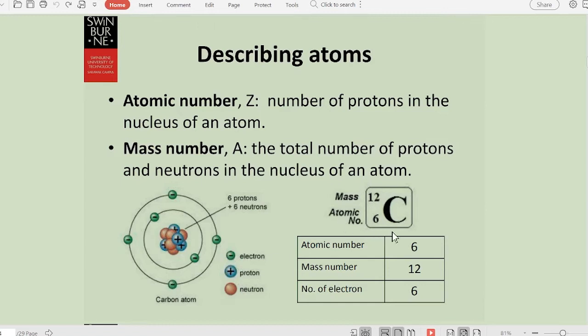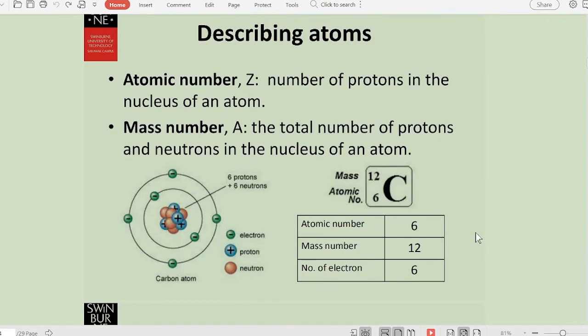For this, we see that carbon is neutral here. There is no charge shown on it, which means it is neutral, so it has an equal number of positive and negative charges. That means it has 6 protons, 6 neutrons, and 6 electrons as well, so they have an equal number of positive and negative charges.